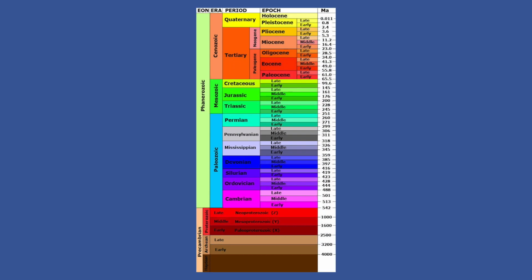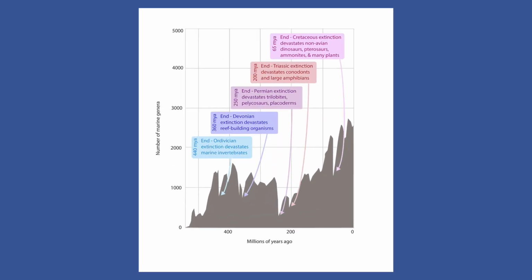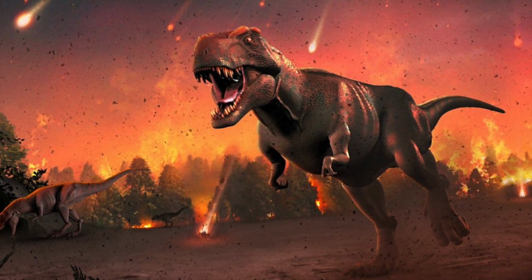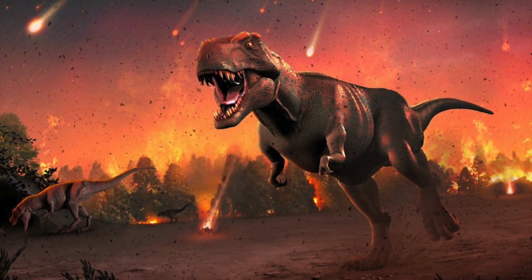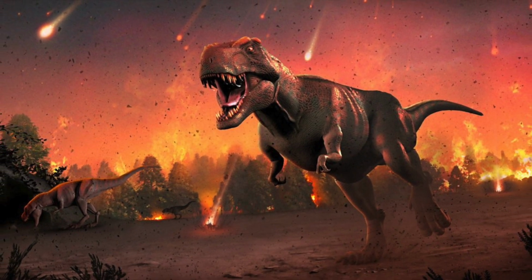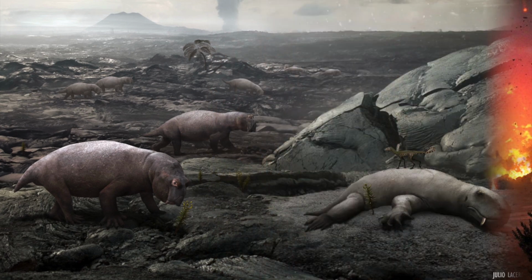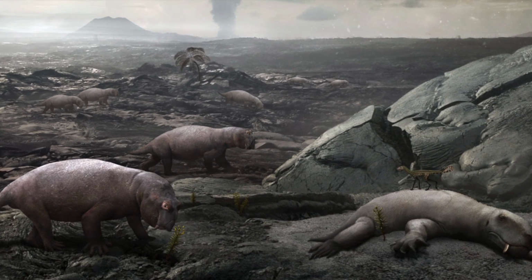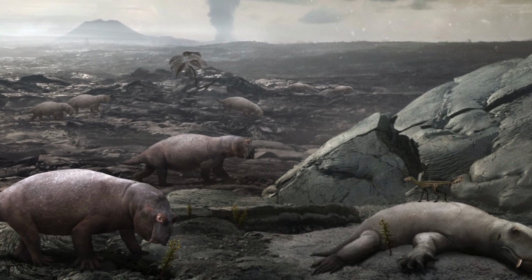Over the entire course of Earth's history, 5 mass extinctions have occurred. The Ordovician-Silurian, Late Devonian, Permian-Triassic, Triassic-Jurassic, and Cretaceous-Paleogene extinctions. While the Cretaceous-Paleogene extinction may be the most well-known, the one that killed the dinosaurs, that is not actually the most devastating out of the 5. The Permian extinction is, with around 90 to 96% of species going extinct.